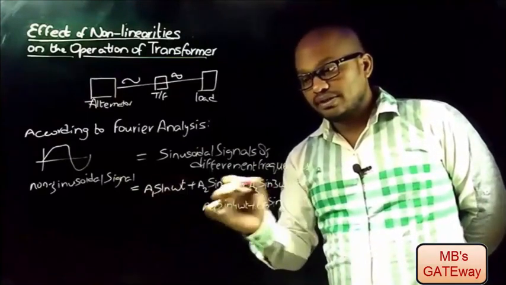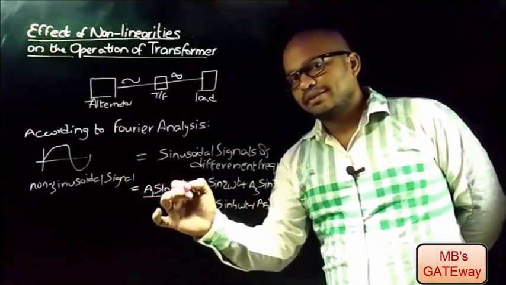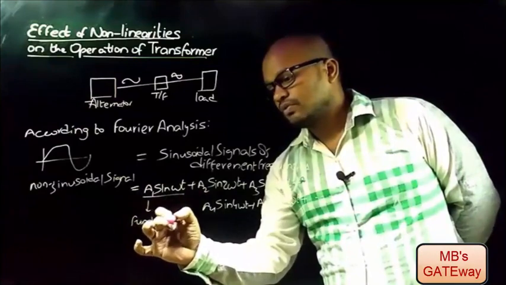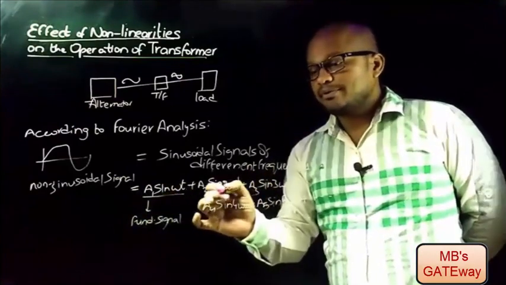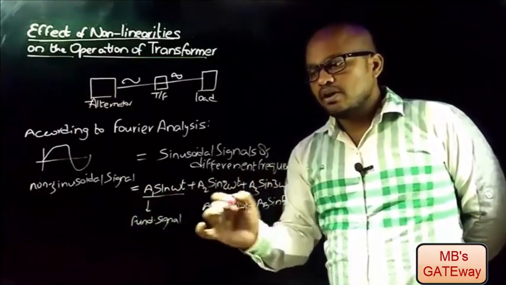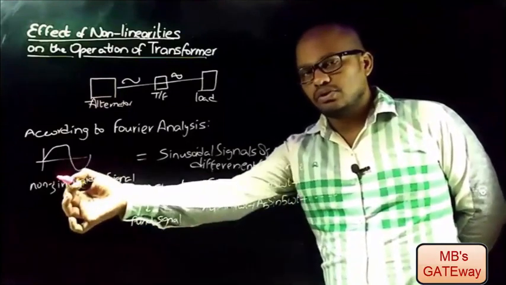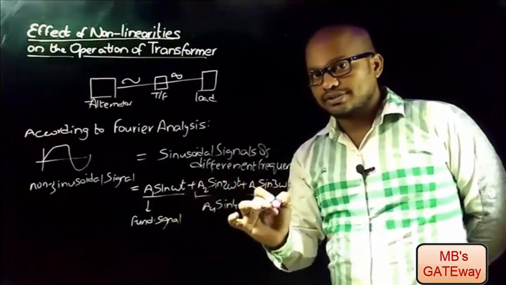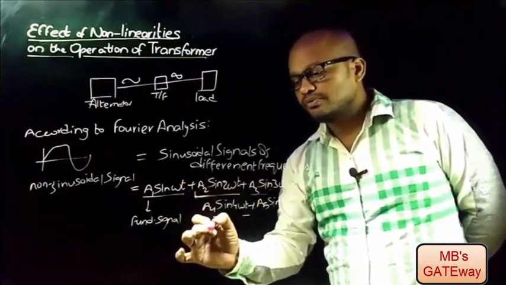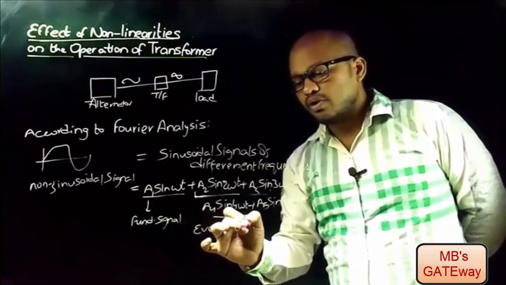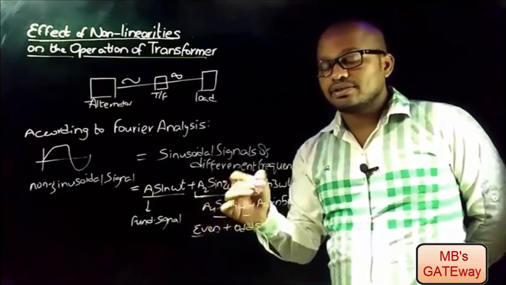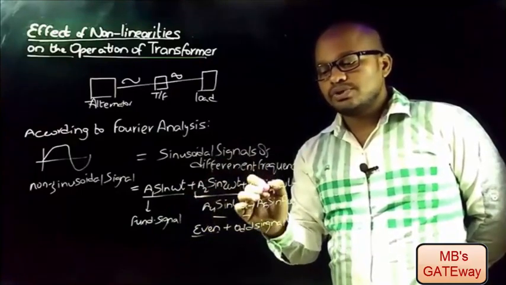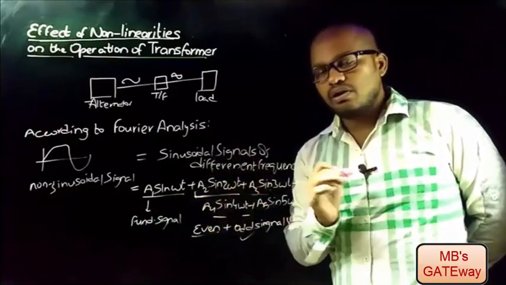Of these sinusoidal signals, the first signal represents the fundamental signal, which is our required signal. And because of all the remaining sinusoidal signals, our fundamental signal becomes a non-sinusoidal signal. That is why all these signals are called harmonics. These signals are a combination of even and odd signals. And as the even signals are symmetric about the x-axis, they will be 0. So the only harmonics present here are odd harmonics.